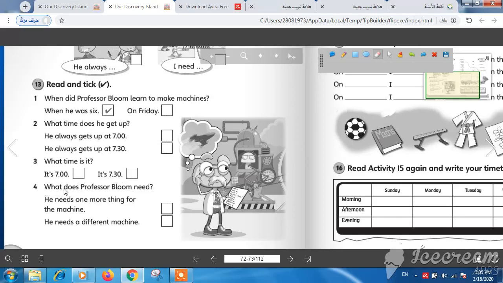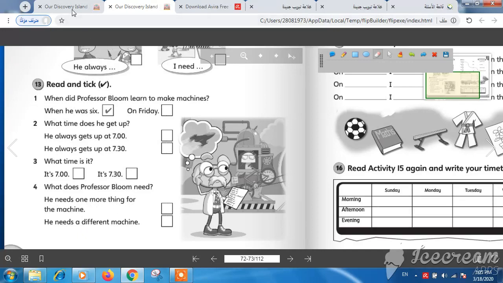The last question, what does Professor Bloom need? He said in the last part of the story that he needs one more thing for the machine, then they can go back to Earth. Here we have 2 answers. He needs one more thing for the machine. He needs a different machine. MashaAllah, I can see all of you giving correct answers. He needs one more thing for the machine.